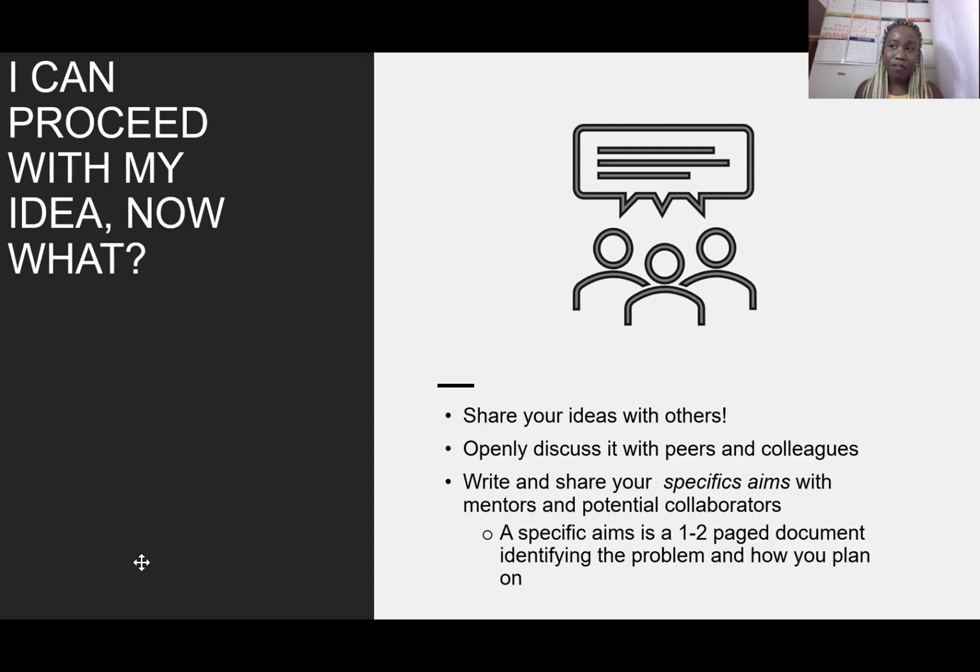So you have your idea, you kind of know how you want to narrow down your idea, and then how do you proceed with your ideas? I highly recommend sharing with others, openly discuss it with your peers and colleagues, and you can write a specific aim. So you start to fine tune that idea on paper. The specific aims is a 1 to 2 page document that identifies what the problem is and how you plan on answering that problem. And so you're starting to formulate what you're going to do.